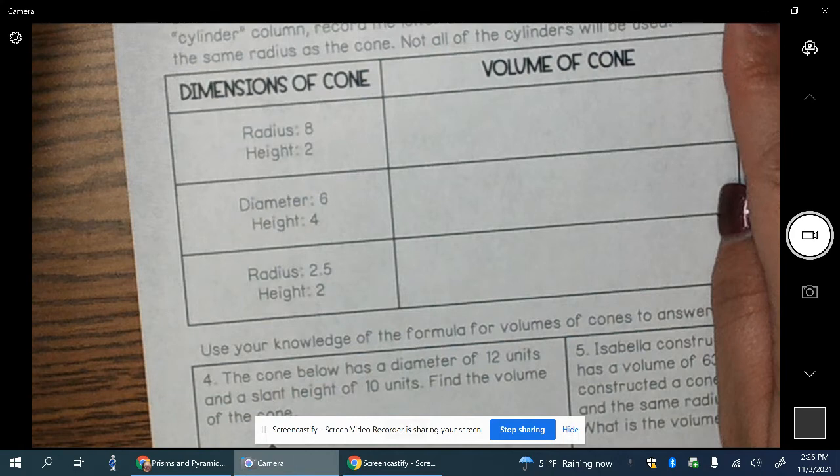Pi r squared h. Oh, sorry, 1/3 pi r squared h. You're doing the middle part where it says the volume of the cone. It gives you the stuff that you need. Before you pick up your calculator, write the numbers that you're using in the right place. Then pick up your calculator. Miss Davis, can you turn it over to the other side of the plate so I can see it right there? H, 2.